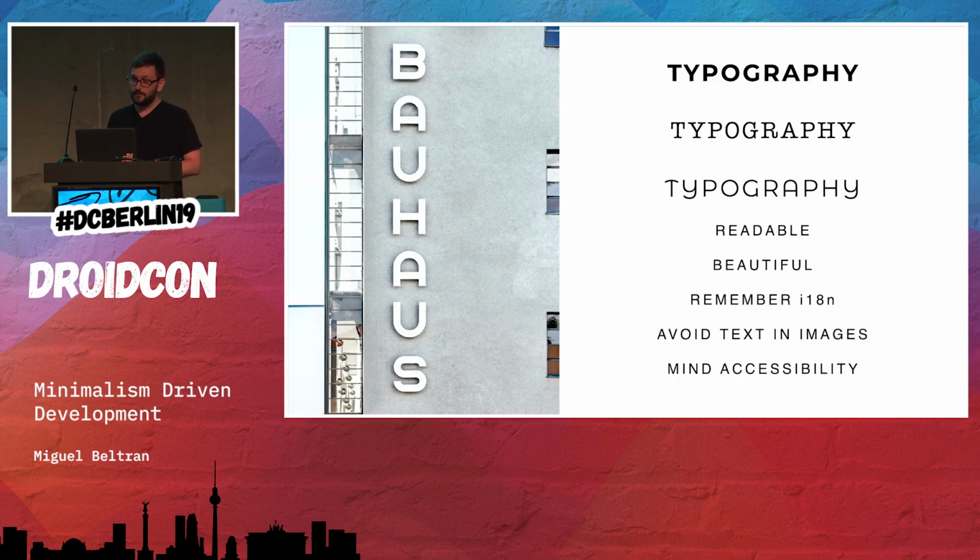Typography is an important element of minimalism in design. Readable but beautiful captions belong both to your content and to your design. One has to always keep internationalization in mind when using text in design, and this becomes more important when the text is also part of your content. Avoid embedding text in images, and be sure that it can always be accessed using screen readers.